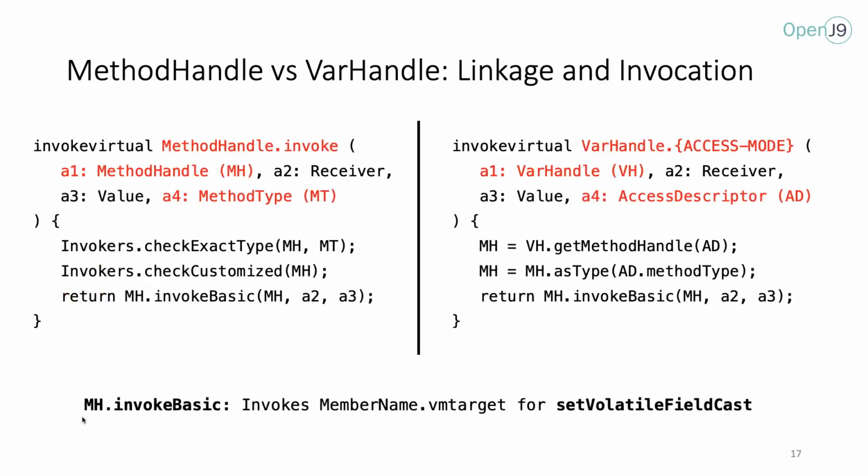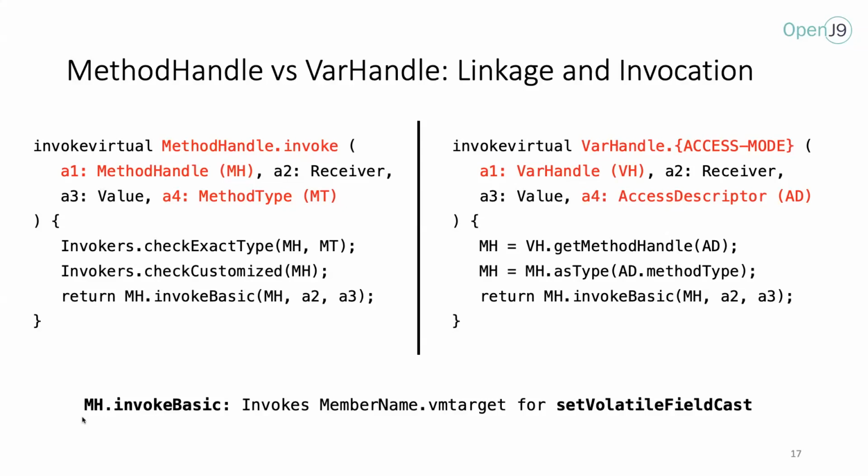So to compare this with the MethodHandle example, which was shown in part 1, the left side has the invoke virtual on a MethodHandle invoke, and the right side has an invoke virtual on the VarHandle access mode operation. The key differences are highlighted in red. In case of method handle invoke, the two arguments are different. The first argument is a method handle and the last argument is a method type. Whereas in the VarHandle example, the first argument is a VarHandle and the last argument is an access descriptor.